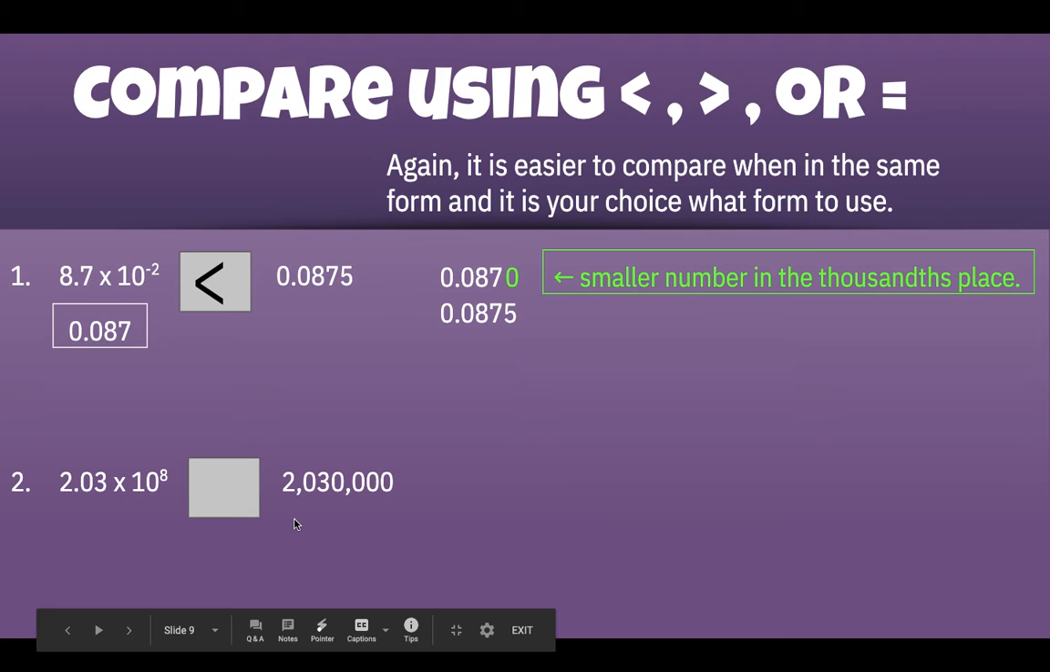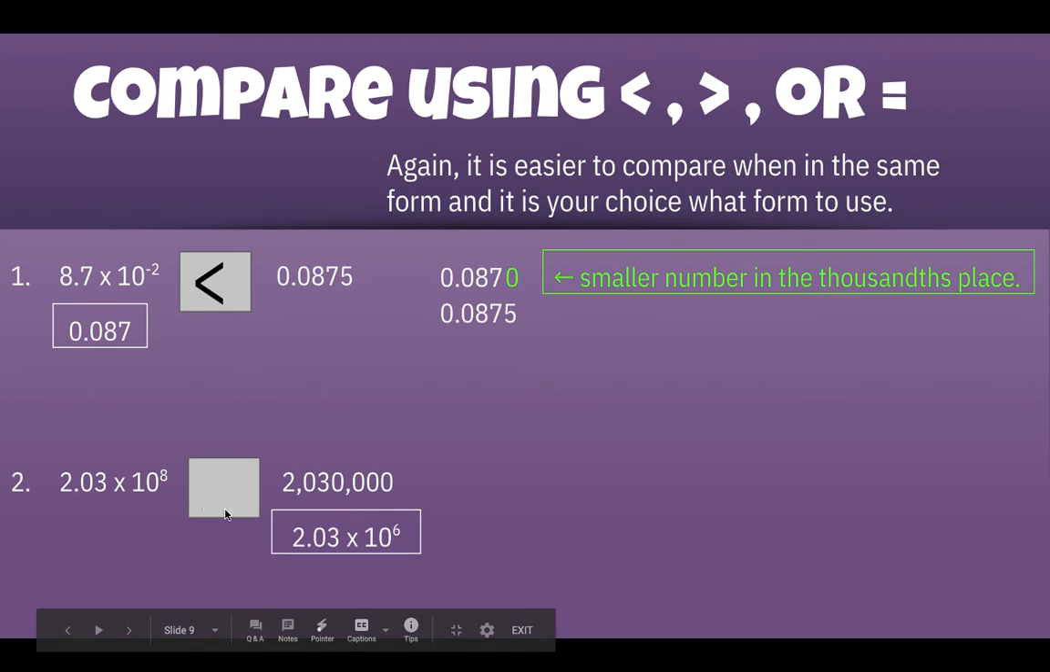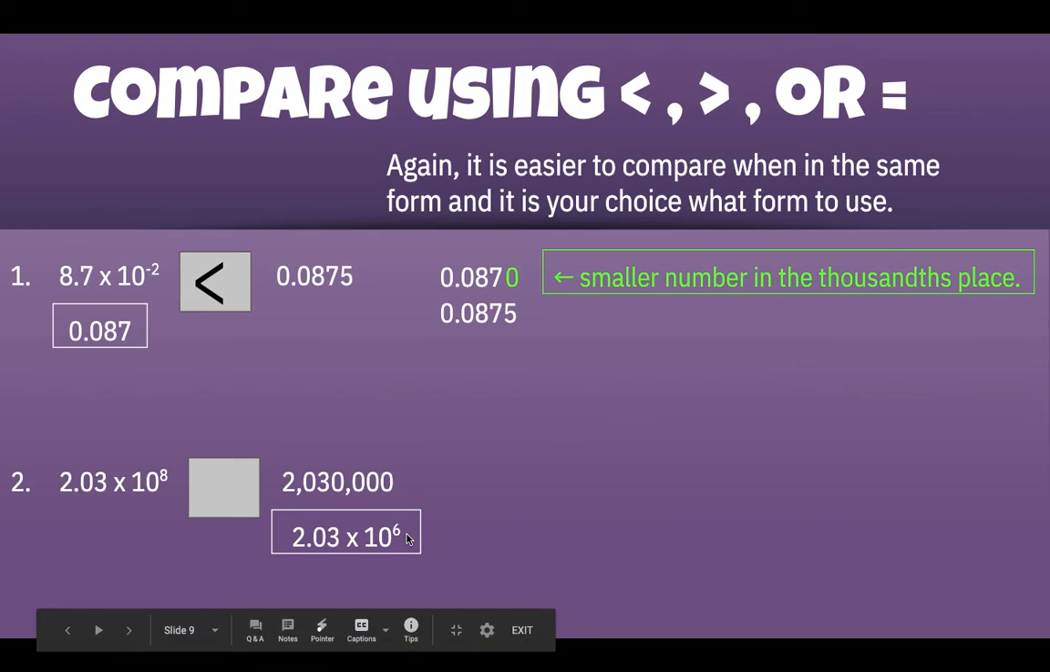Let's take a look at this one. 2.03 times 10 to the 8th, comparing it with 2,030,000. This time, let's convert this one to scientific notation. If we did that, our decimal's at the end. I want our decimal to fall right here between this 2 and a 0. So I want to move it 6 places. Our number's big, so it's going to be a positive exponent. So our answer is going to be 2.03. I want to drop off our zeros. And since I moved it 6 places, it's going to be 10 to the 6th.